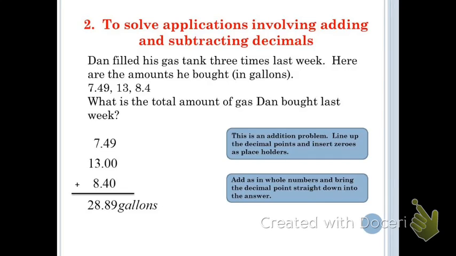This is an addition problem. Line up the decimal points and insert zeros as placeholders. Add as in whole numbers and bring the decimal point straight down into the answer. 9 plus 0 is 9. 4 plus 4 is 8. Notice the decimal came straight down. 7 plus 3 is 10, and 10 plus 8 is 18, and 1 plus 1 is 2. So 28.89 gallons of gas.